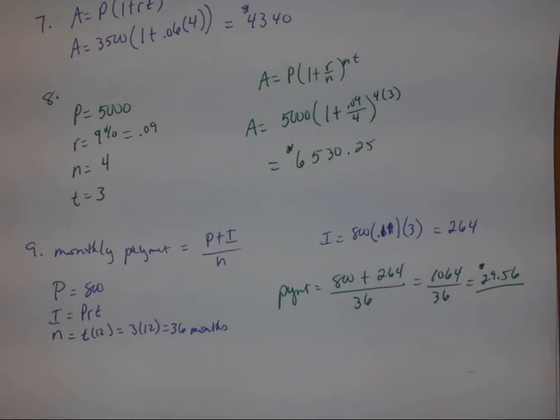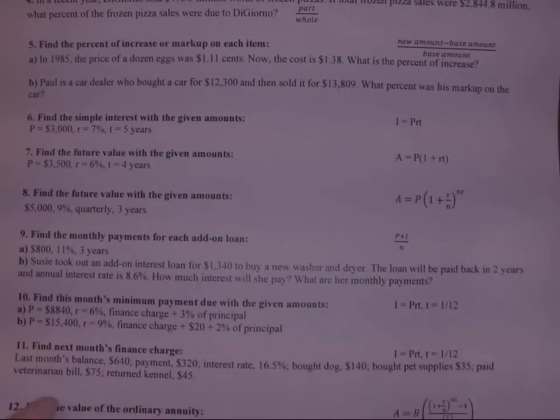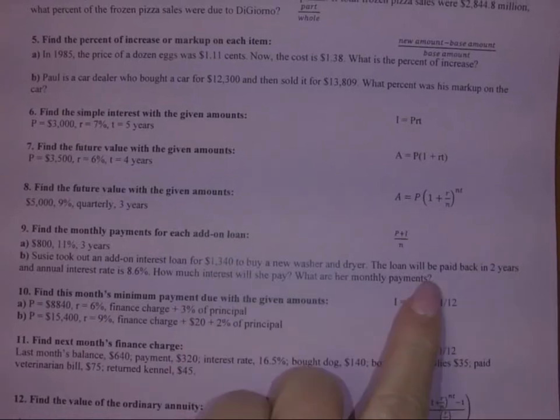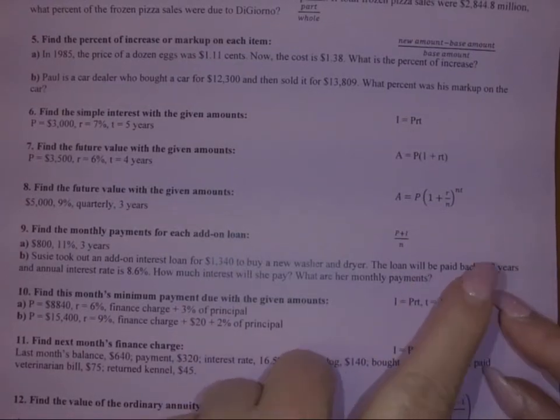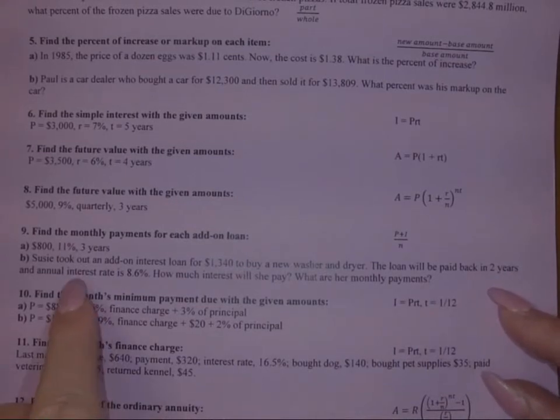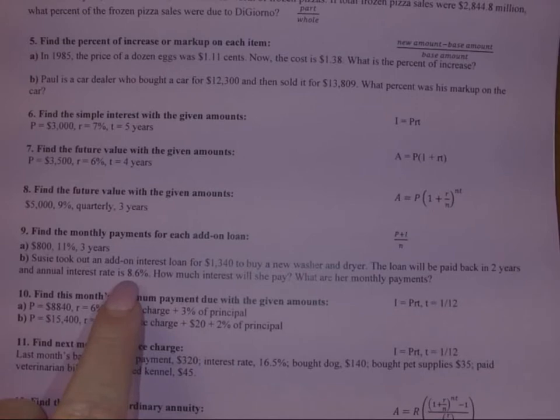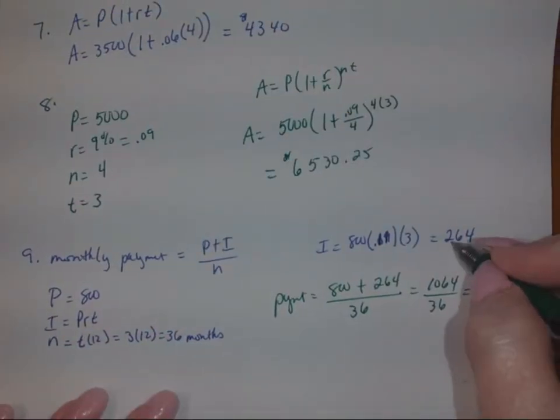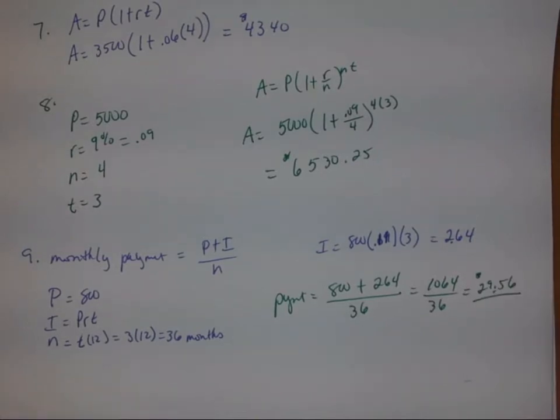All right, so on the next problem, I'm not going to work this one, but it's the same process. You're trying to figure out when Susie bought her add-on interest loan, this is going to be her principal of $1,340. The loan's going to be paid back in 2 years, so that means 2 times 12 will get us 24 payments. And an annual interest rate of 8.6, you're going to use 0.086. The interest she will pay is I equals PRT. What are her monthly payments? You're going to do it just like this one. So this is how much interest is paid, and this is the monthly payment. It works the same way. It looks a little different, but it's the same type of problem. We're doing it exactly the same way. It's written out in a word problem instead of just giving the numbers.